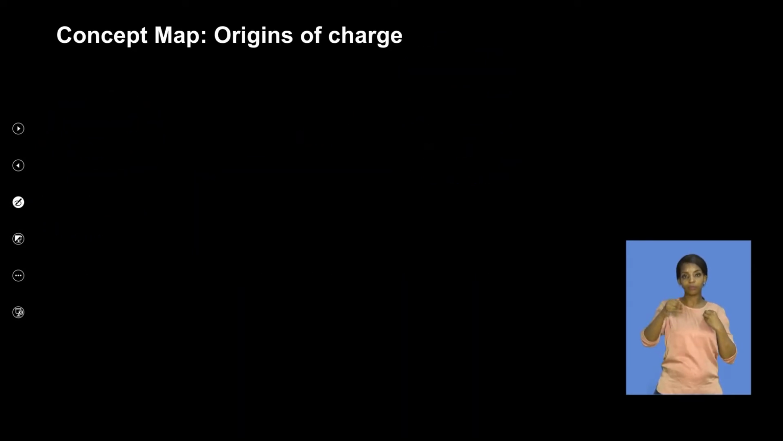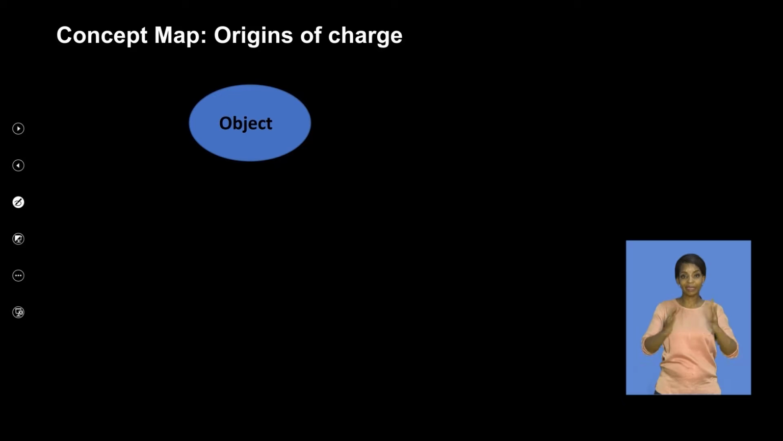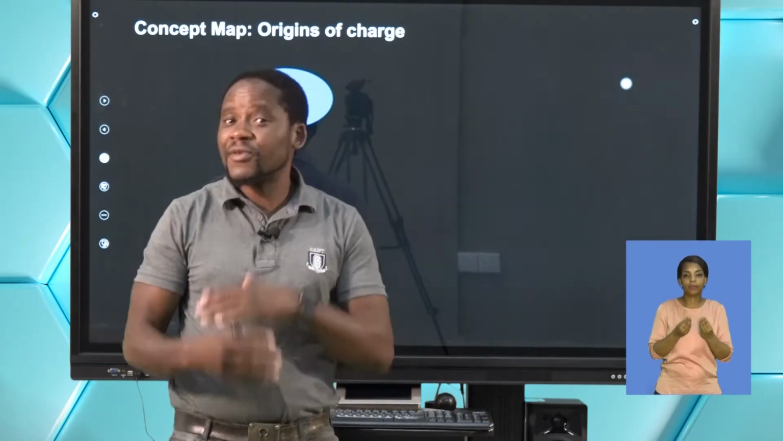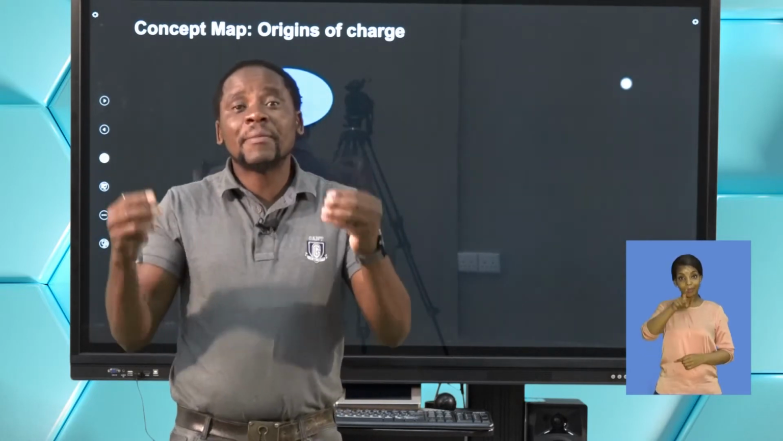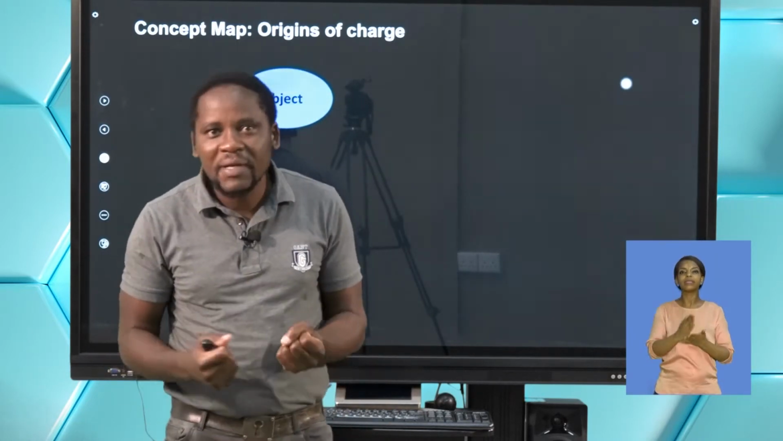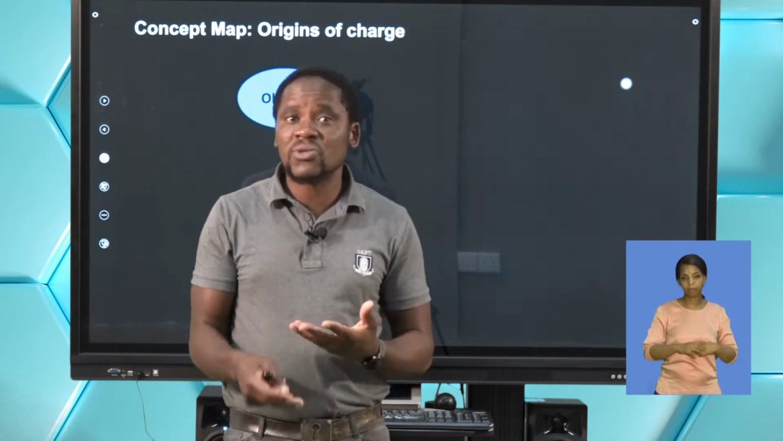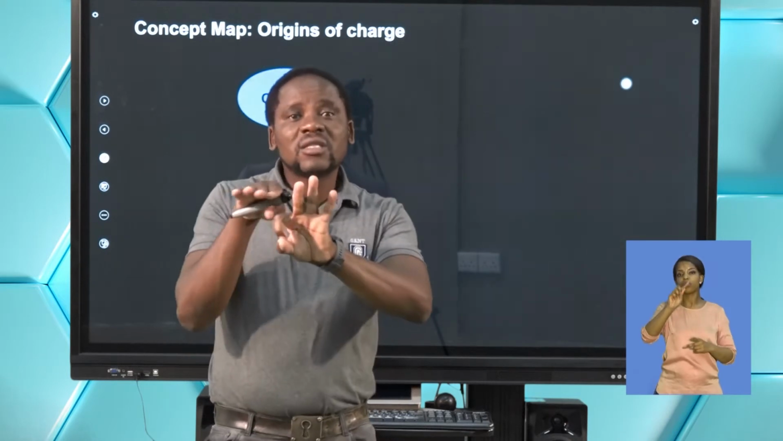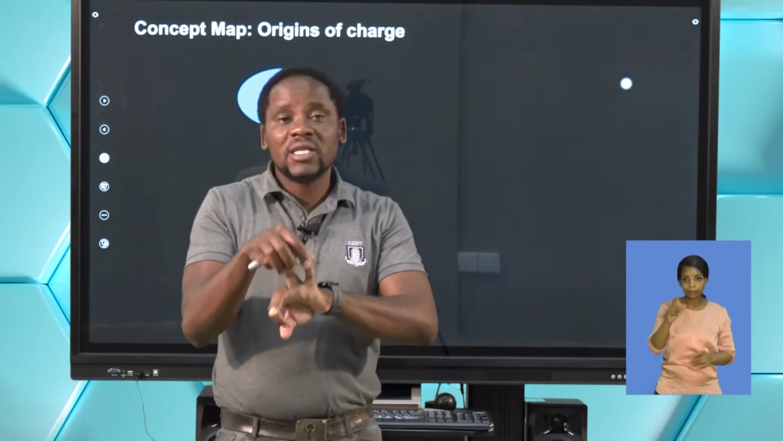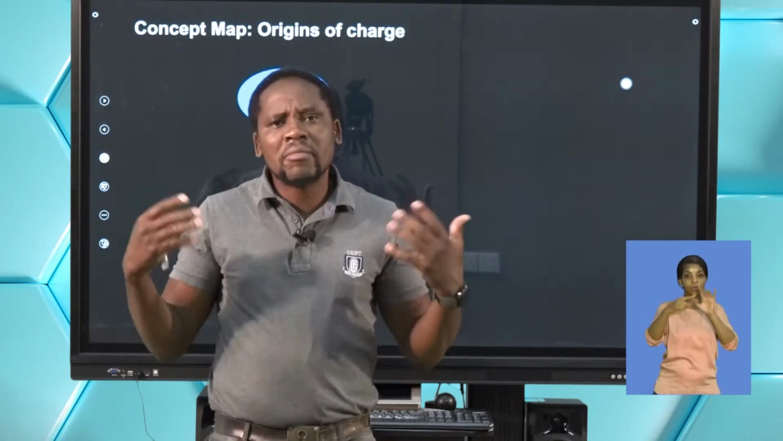Now, having said that, any object consists of atoms as the building blocks of all matter, as we know from earlier grades. These atoms consist of subatomic particles. The subatomic particles that we talk of are obviously your electrons, your protons, your neutrons. And already in these three subatomic particles, we have positive charges as well as negative charges. This is the main focus.